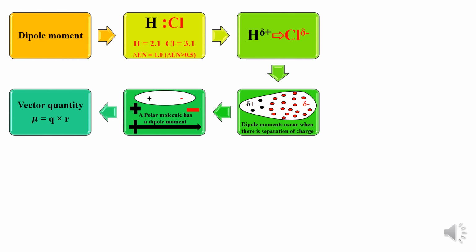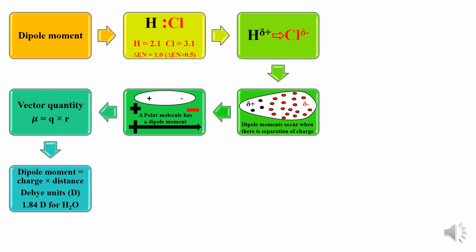Now, dipole moment is a vector quantity. That is to say, it has both magnitude and direction. It is mathematically represented as mu is equal to q into r, where the Greek letter mu indicates the dipole moment, while q represents the charge and r represents the distance between the charges. So dipole moment indicates the polarity of the molecule, and the polarity of molecules is expressed in debye units. For example, the dipole moment for water is 1.84 debye units.